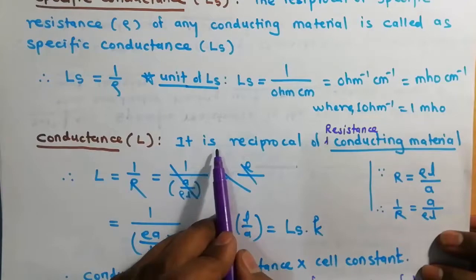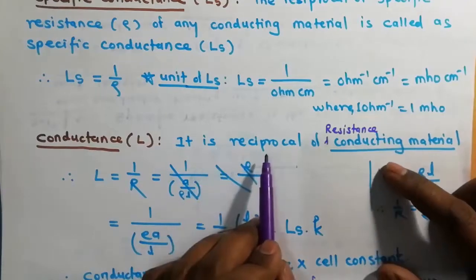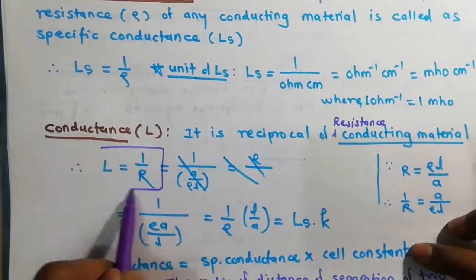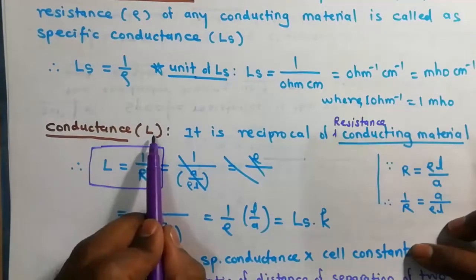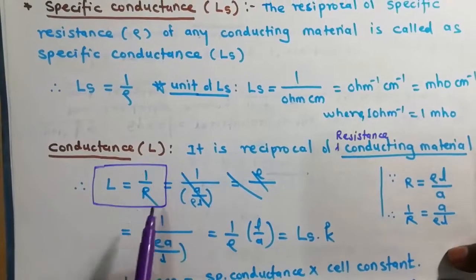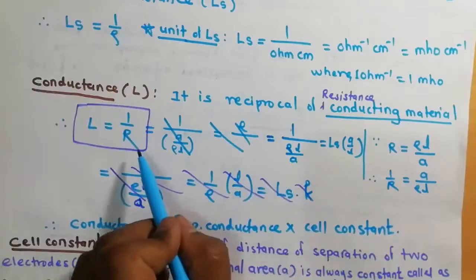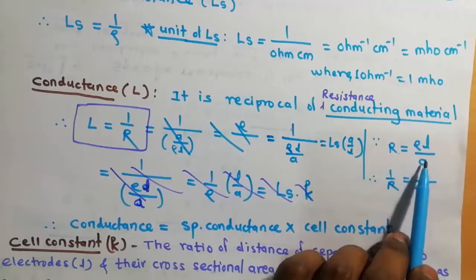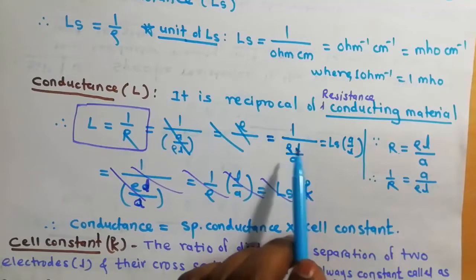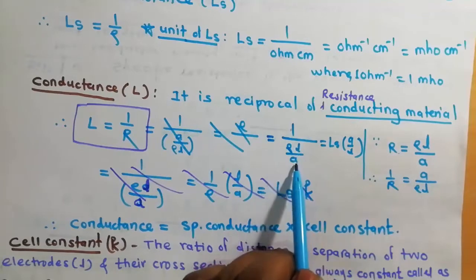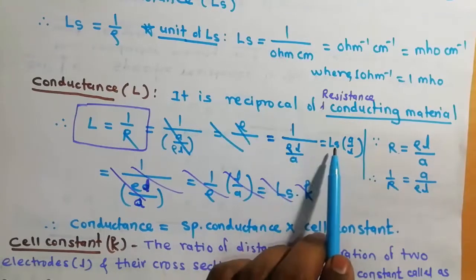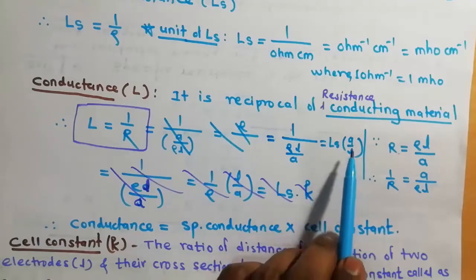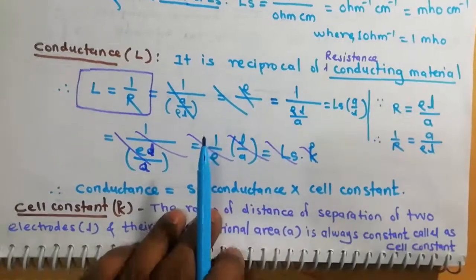Conductance L is defined as the reciprocal of resistance of a conducting material. Therefore L is equal to 1 upon R. If we apply s here, then it becomes the specific conductance, which is equal to, just put the value of R in this equation. R is what? Rho into L upon A. So therefore 1 upon rho into L upon A, which is equal to 1 upon rho, which is nothing but the specific conductance, into A upon L.